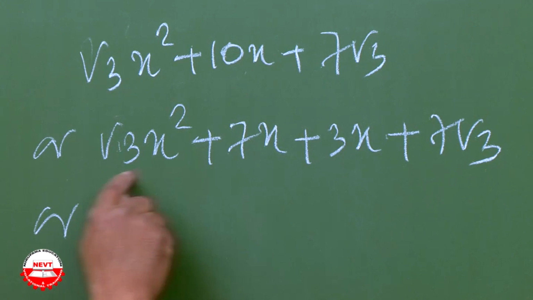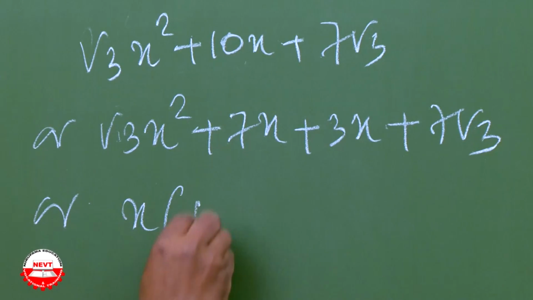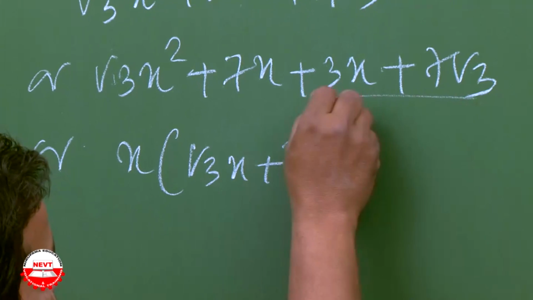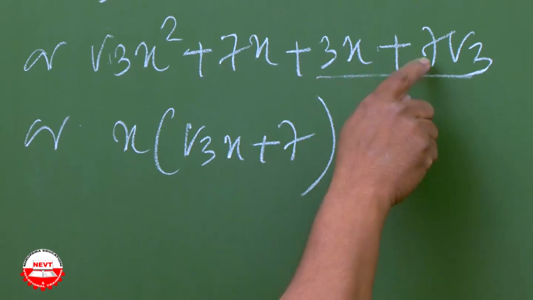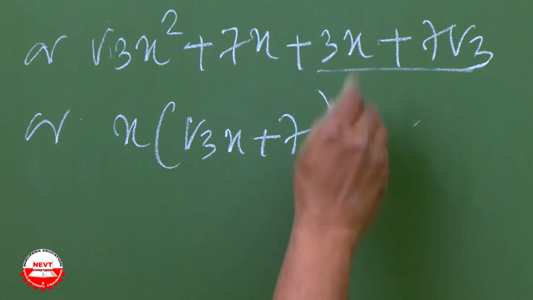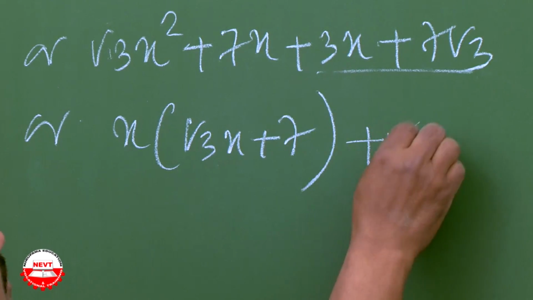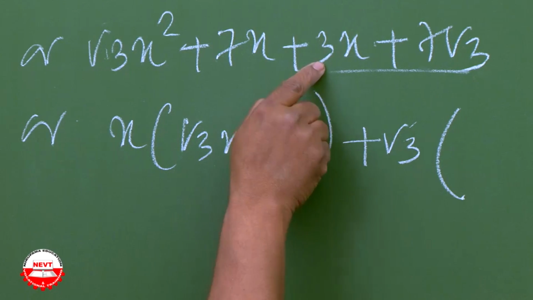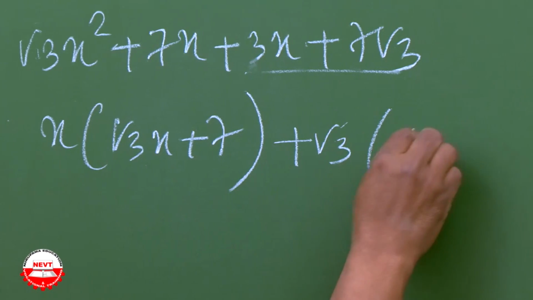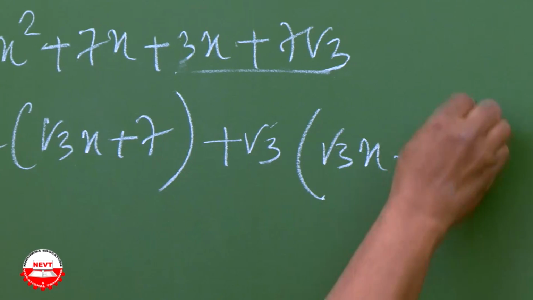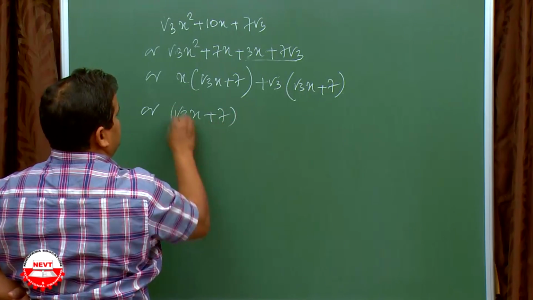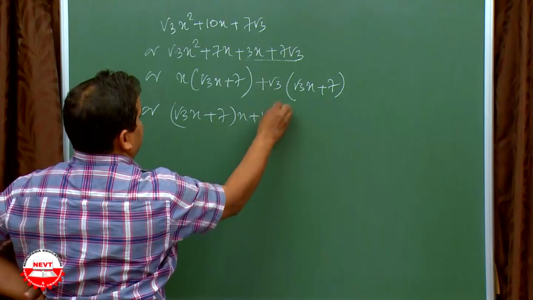What will you take common from these two? You will take x as common, it will be root 3x plus 7. What do you take common from these two? Here it is 3x, this is 7 root 3. You know that 3 is root 3 into root 3. Therefore, I take root 3 as common. So if you take root 3 as common, 3 is root 3 into root 3, so it will remain root 3x plus 7. It is root 3x plus 7 whole into x plus root 3.